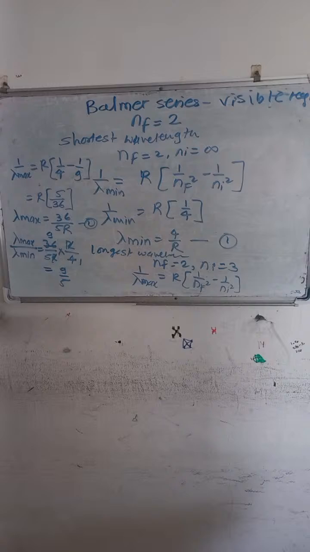First bit, when will such transitions result in first Lyman and Balmer series. Second bit, find the ratio of longest wavelength in the Lyman series to the shortest wavelength in the Balmer series.